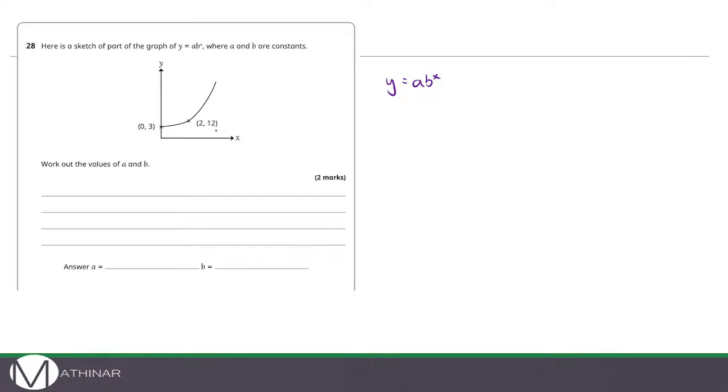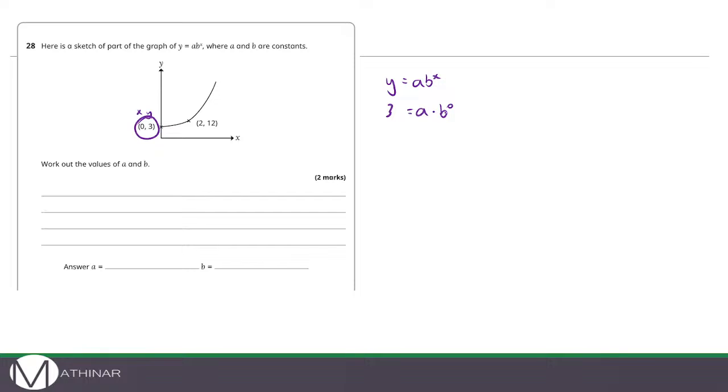You substitute the easier one first. How do you know which one's easier? If you've got any zeros, go with them first. If you've got any ones, go with them next, and then go with anything else. So clearly 0, 3 is going to be the easier one. So that means that x is 0 and y is 3. So 3 equals a times b to the power of 0.